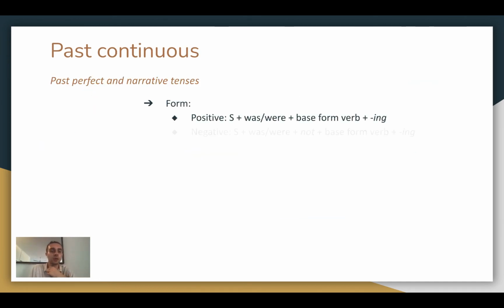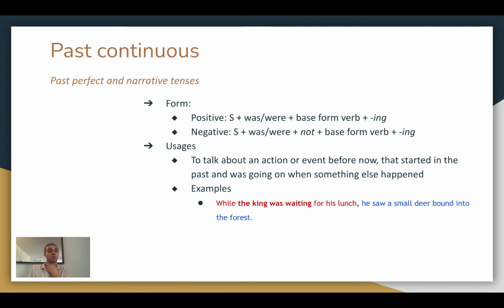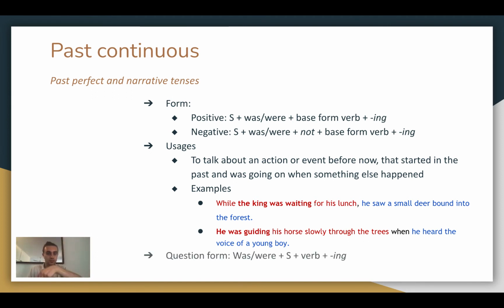We also have the past continuous, which is formed with the subject plus was or were plus the base form of the verb plus ing. In the negative, we also put a not. We use it to talk about an action or event before now that started in the past and was going on when something else happened. Some examples from the story are: while the king was waiting for his lunch, or he was busy waiting for his lunch, and then he saw a small deer bound into the forest. He was guiding his horse slowly through the trees when he heard the voice of a young boy. So something was happening continuously when something happened once.